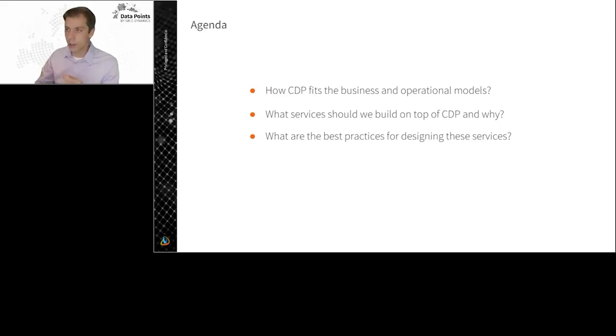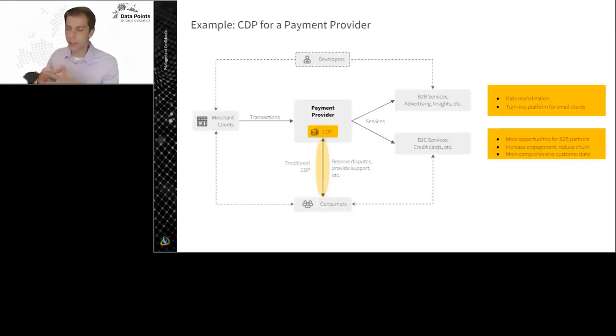So to answer the first question, let us consider a couple of examples. First, let's take a look at the case of a payment provider that works with merchant clients and basically serves their transactions. And also, this payment provider can interact with consumers to resolve disputes, provide support, and so on. And internally, the payment provider most likely will have some sort of a customer data platform to keep customer data, and the traditional use of this platform is to support this area of operations to interact with the customers. But in addition to that, this payment provider can also start to build different types of B2B and B2C services, and many payment providers do so.